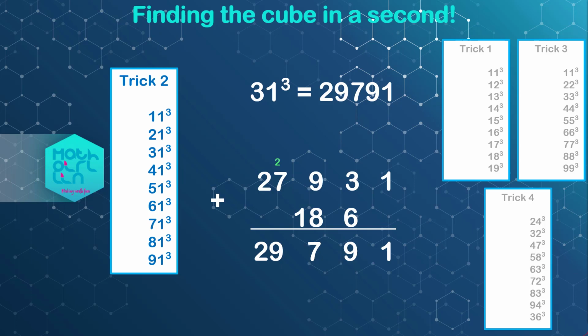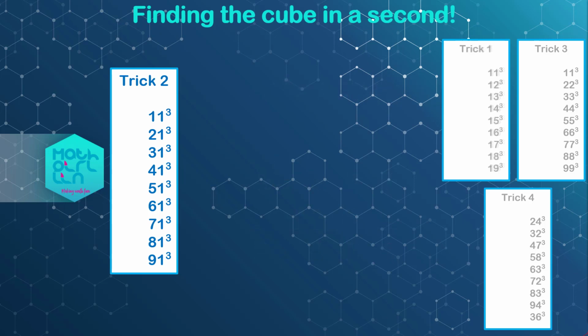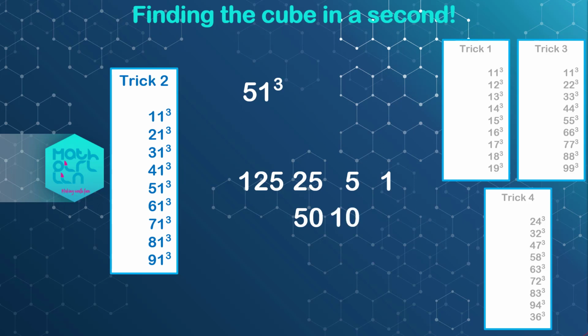I will do one more. Let's take 51 cubed. We write 5 and 1. 5 squared is 25. 5 cubed is 125. Double the second and third set. Double of 25 is 50 and double of 5 is 10. Now add 1. 5 plus 10 is 15.